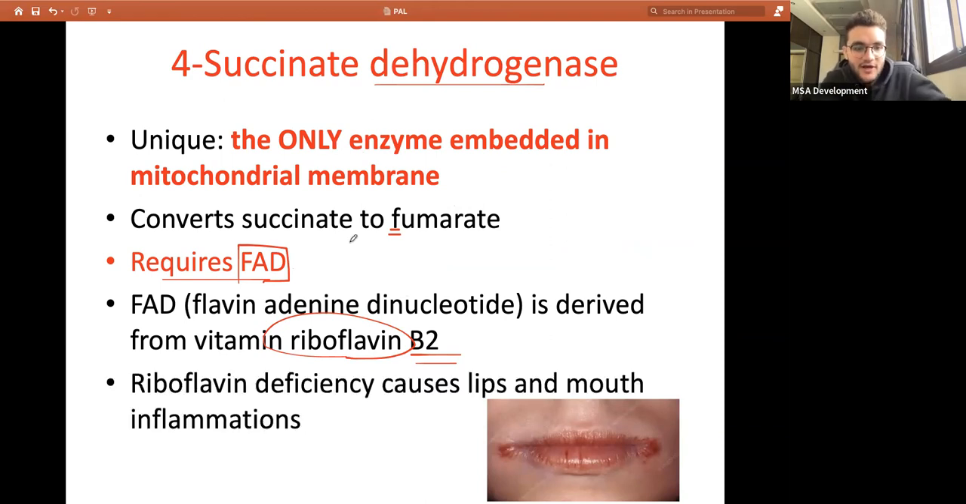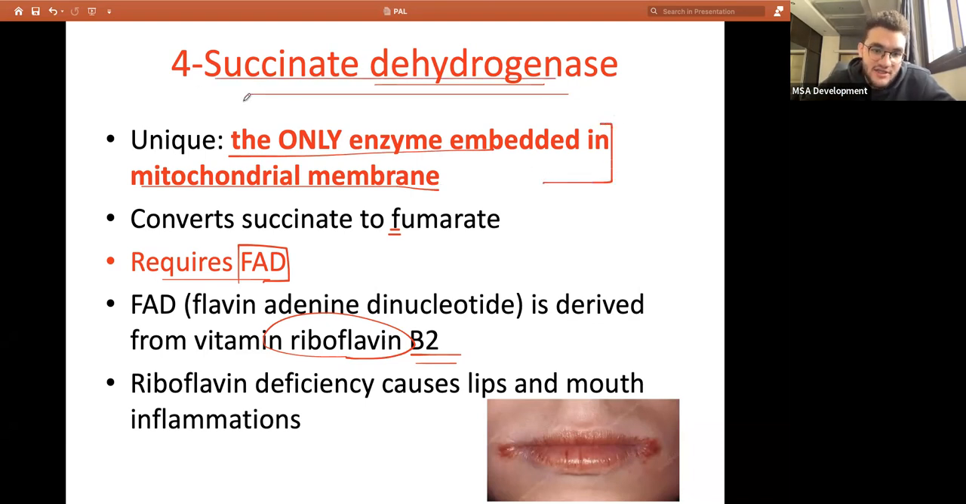Now, if you look right here, in this slide, it says it's the only enzyme in the mitochondrial membrane. Now, we know that the TCA cycle occurs in the mitochondrial matrix. So obviously all the enzymes have to be in the mitochondrial matrix, except this enzyme, which is succinate dehydrogenase. Succinate dehydrogenase is not in the mitochondrial matrix, it's in the mitochondrial membrane.